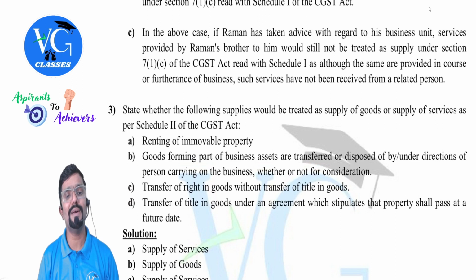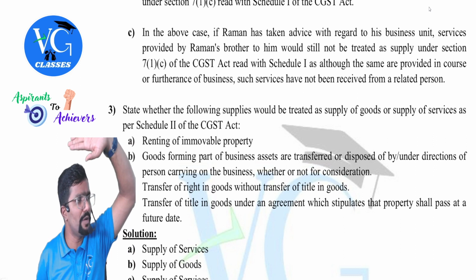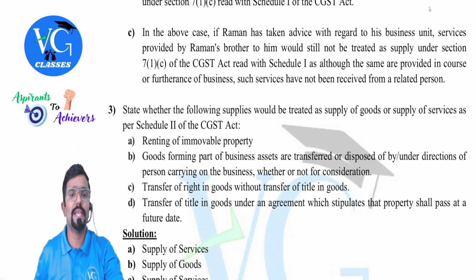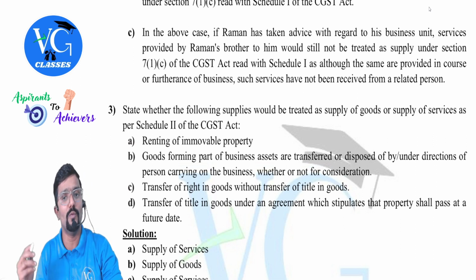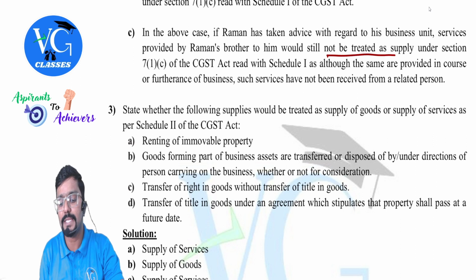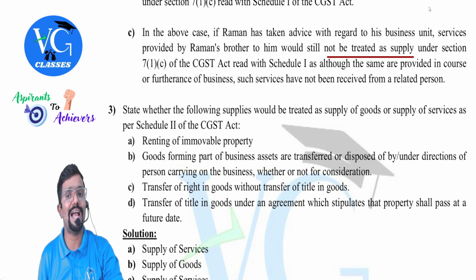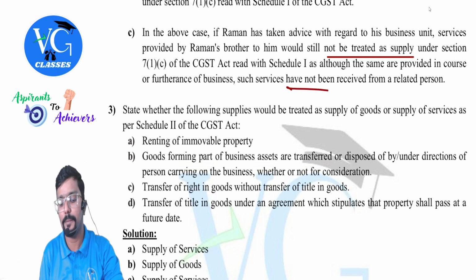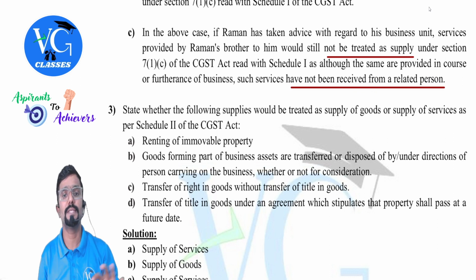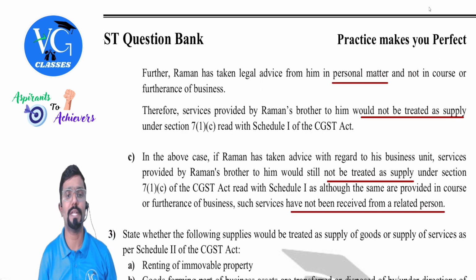In the above case, if Raman has taken advice with regard to, again you need not explain the provision. You already told no provision. Again, no need to repeat it. In the above case, if Raman has taken the advice with regard to his business unit, services provided by Raman's brother to him would still not be treated as supply under section 7.1c of the CGST Act, read with Schedule 1, as although the same are provided in the course or furtherance of business, such services have not been received from a related person, guys. So it is not a supply. So here also it is not a supply. Last case also not a supply.